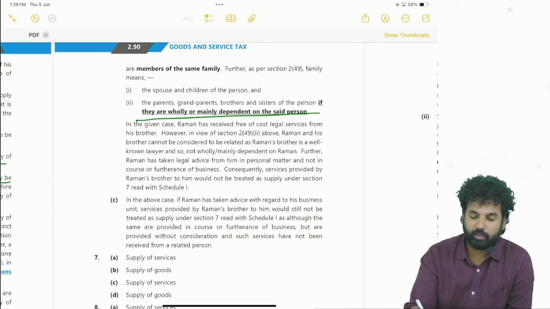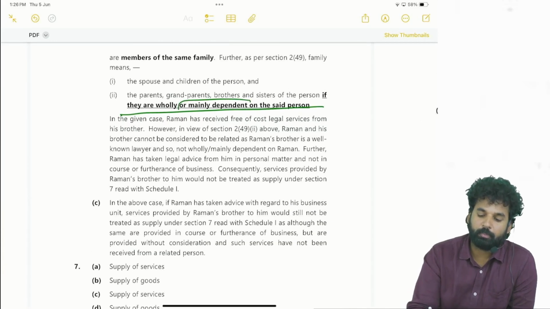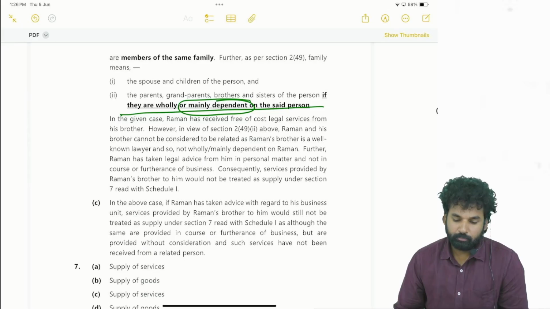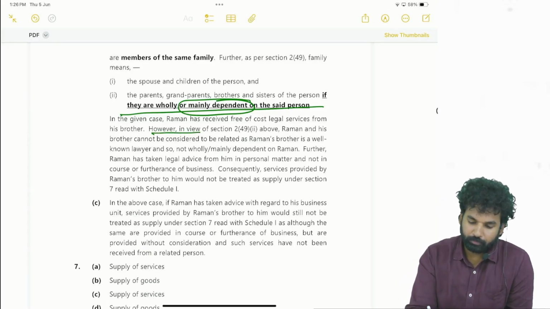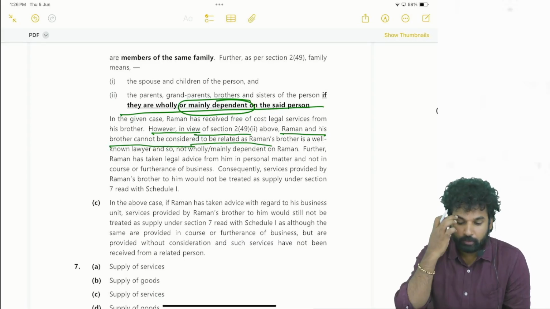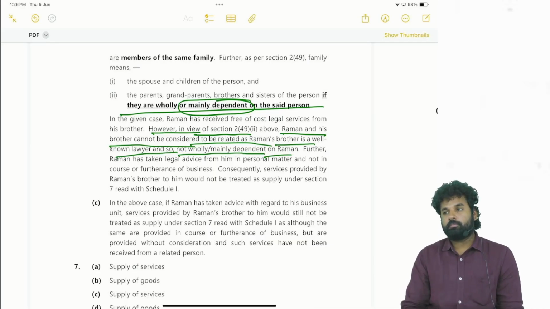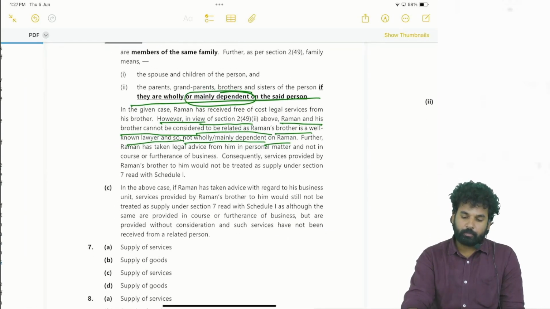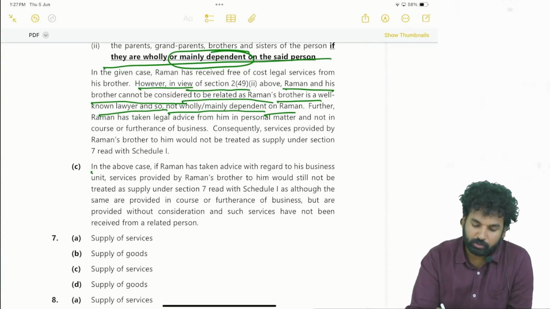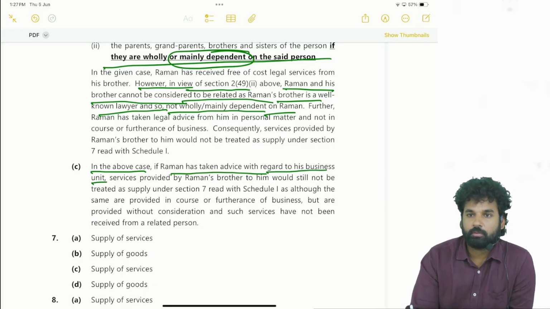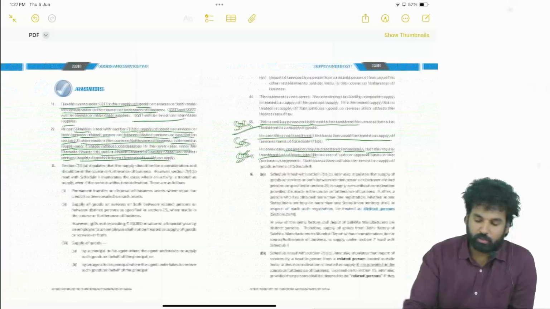They have highlighted here, see, if they are wholly or mainly dependent on the same person. However, in view of section 2, subsection 49, Raman and his brother cannot be considered to be related, as Raman's brother is a well-known lawyer and so not wholly or mainly dependent on Raman, and hence they are not related. Even in the third case, in the above case, if Raman has taken advice with regard to his business unit, still there is no change in the answer, because the related person definition is not satisfied here. Right, we will solve the next question, 7th question.